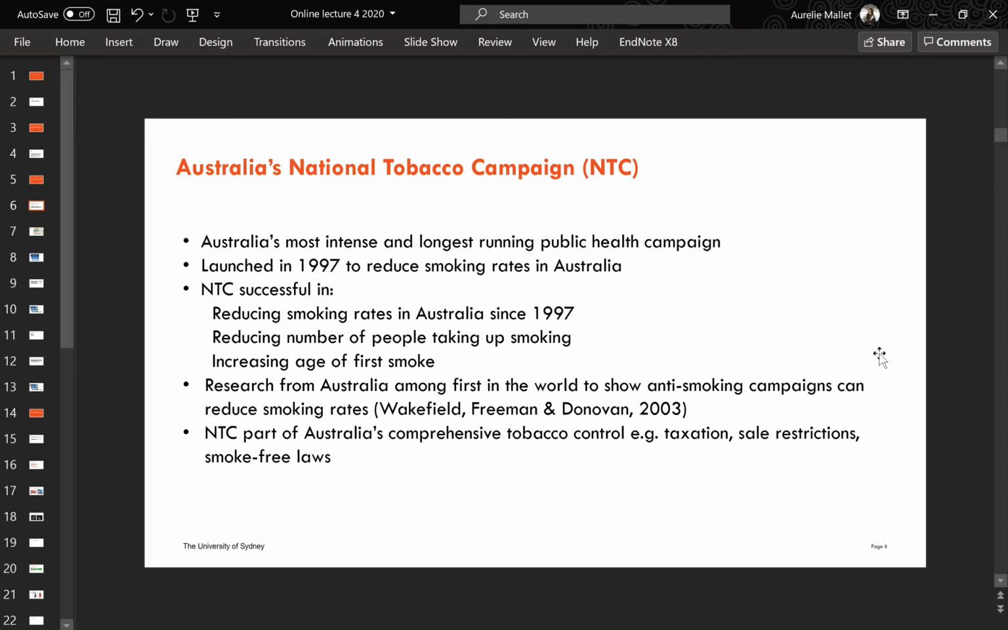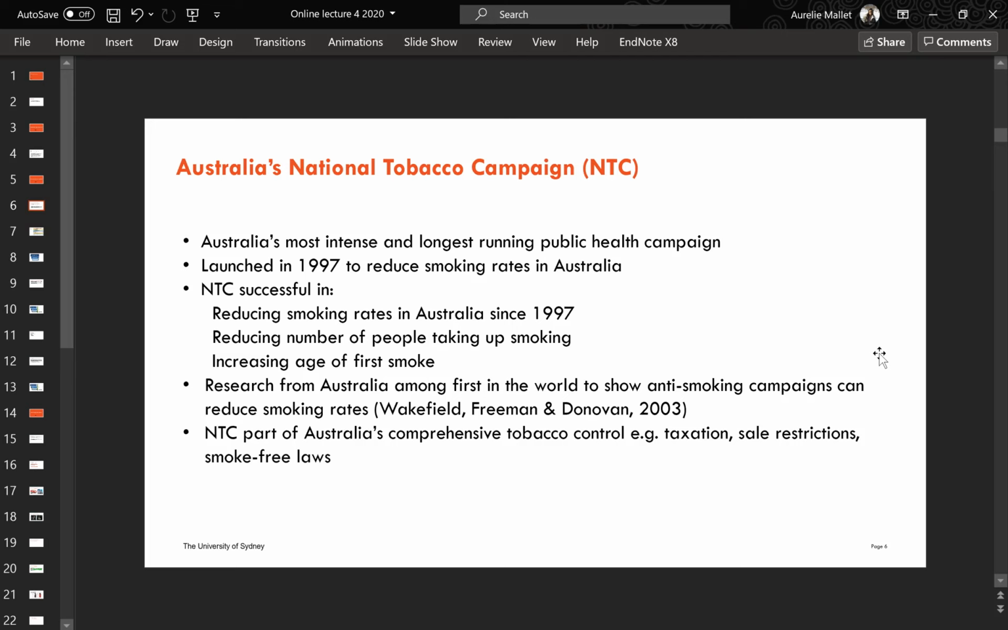So first of all, why did I decide to focus on Australia's national tobacco campaign as my model? Well, the reason is because first of all, it's successful, but also it's Australia's most intense and longest running public health campaign. It launched in 1997 and it's been ongoing in Australia since then. And the National Tobacco Campaign has been successful in doing a number of things.